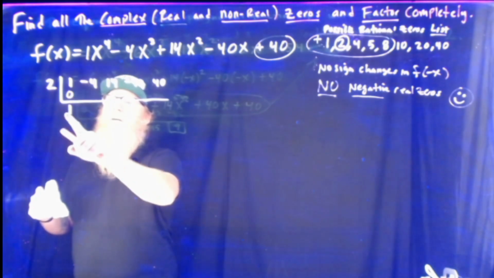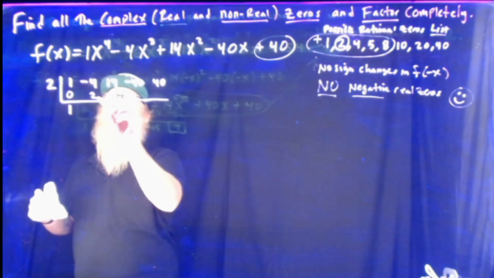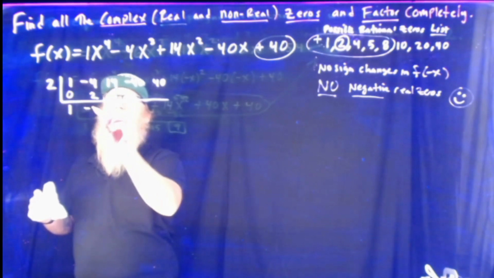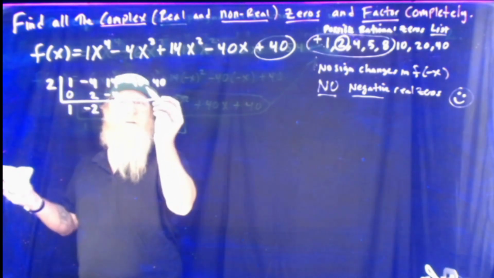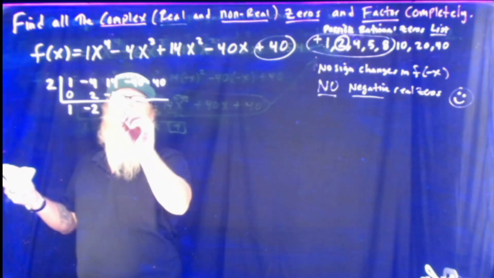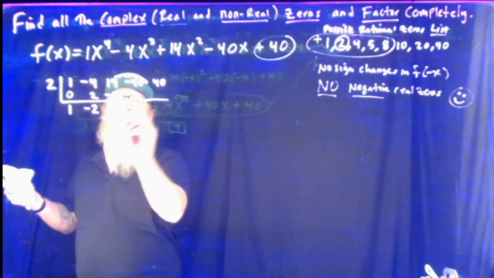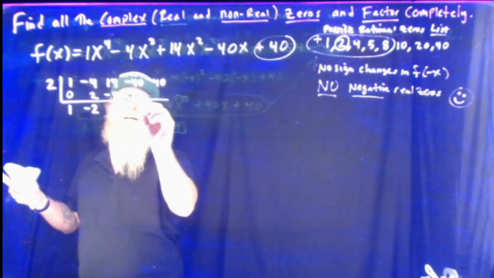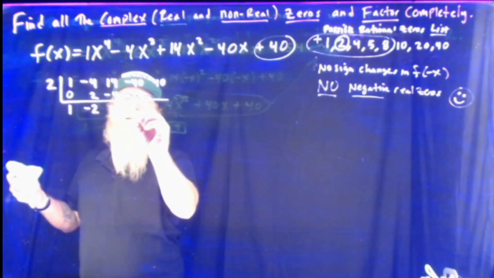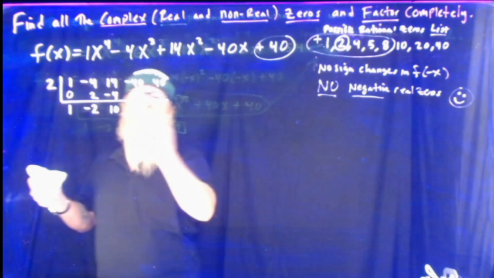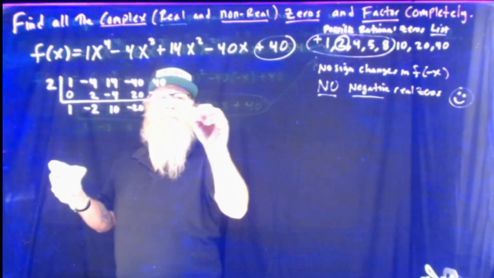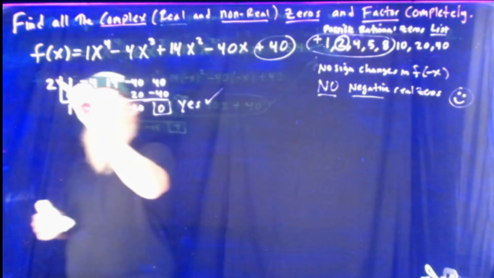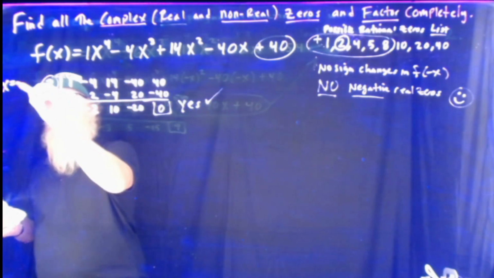So 1 plus 0 is 1. 2 times 1 is 2. -4 plus 2 is -2. 2 times -2 is -4. It's looking pretty good. 14 and -4 is 10. 2 times 10 is 20. -40 and 20 is -20. 2 times -20 is -40. Winner, winner. Yeah, we got one. All right, so let's keep that, save that for later.